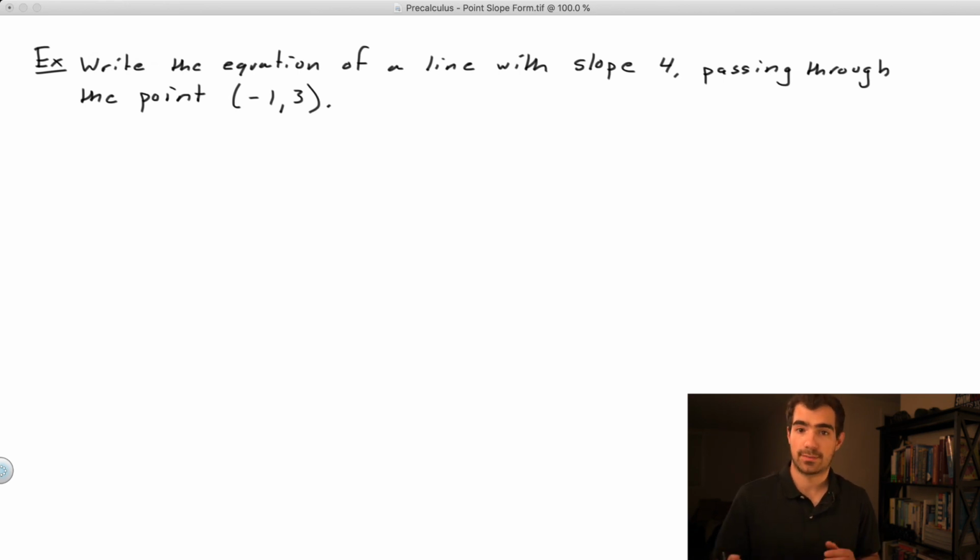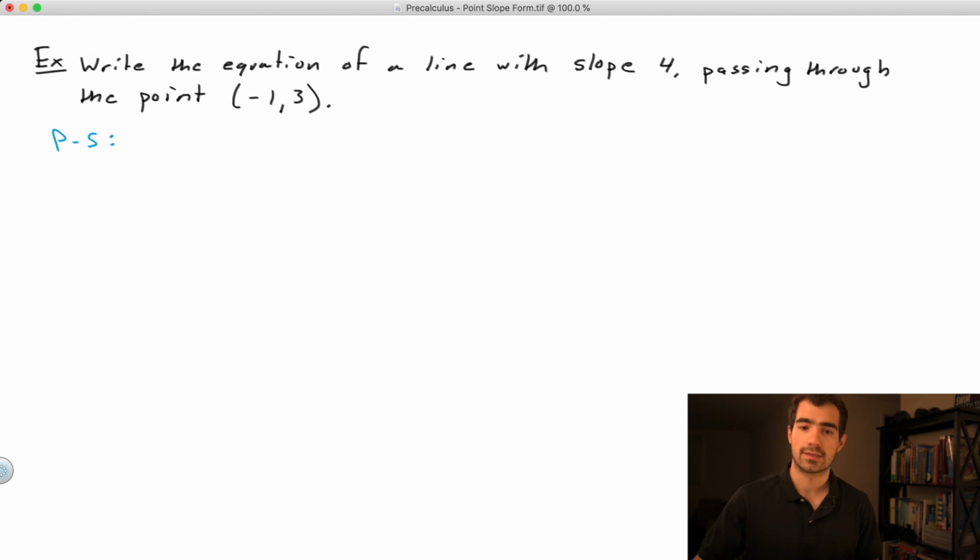Well, if, for example, we were given the slope of a line and a point it passed through, it would allow us to get the equation really quickly, right? So if we wanted to write the equation of a line that had a slope of 4 and passed through the point (-1, 3), we could use our point-slope form.